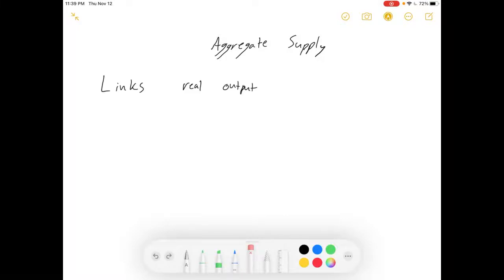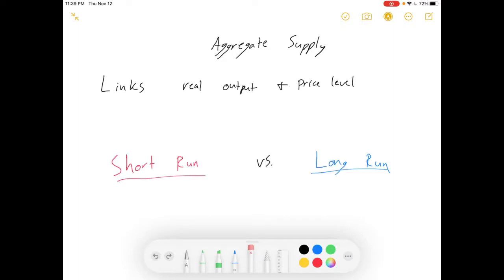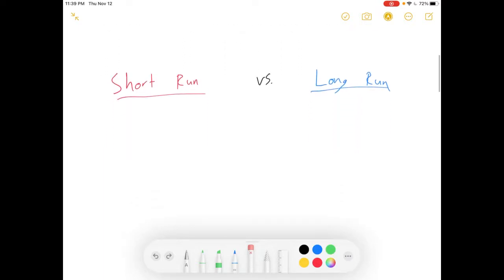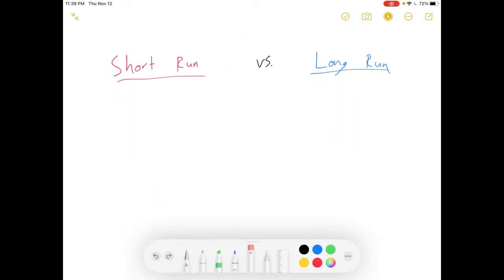Aggregate supply, as you might already know, links real output and the price level. And in this video, I intend to give an overview of aggregate supply, especially the difference between short run and long run aggregate supply, because they are very different. And they also have a lot of similarities. Of course they do, they're both supply curves. But we're going to talk about some of the assumptions behind each of them, some of their interactions between each other, the things that move them, stuff like that.